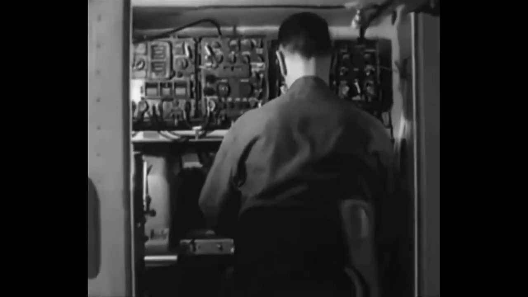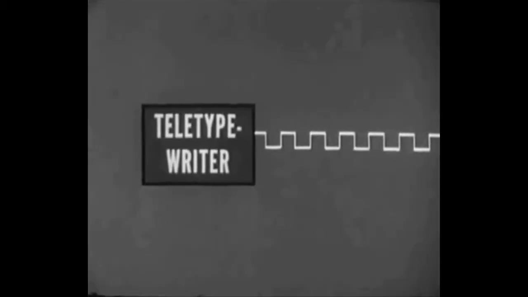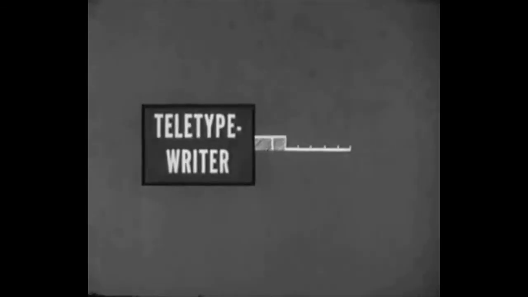So the operator would literally play letters, and their machine would automatically output a pulse stream representing the letters. Like this for letter T. Or like this for letter R. Or like this for letter B.